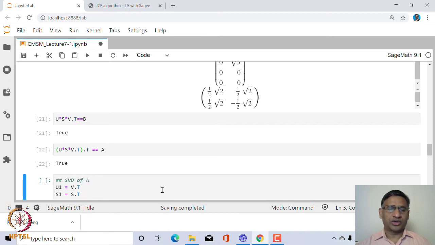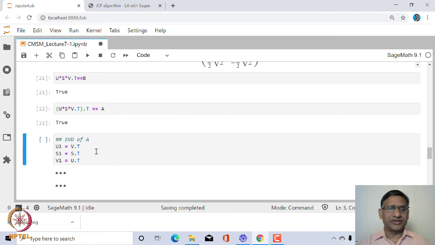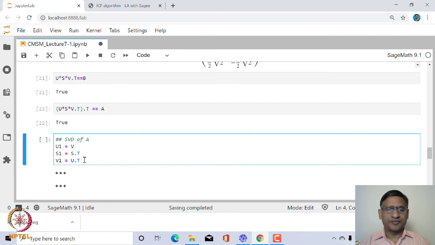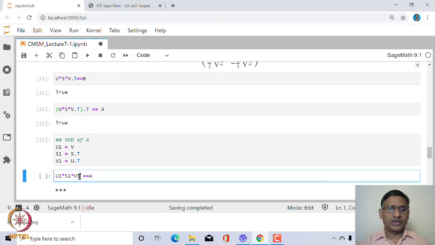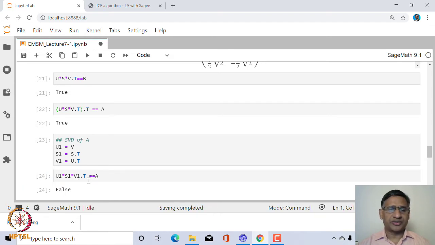So if you want, you can call this U1 as V transpose. U1 will be V in this case, and S1 will be S transpose, and V1 will be U transpose, and then when you multiply U1 S1 V1, this will be the transpose, you should get this as, I think, A, right. So this is what you get, right.